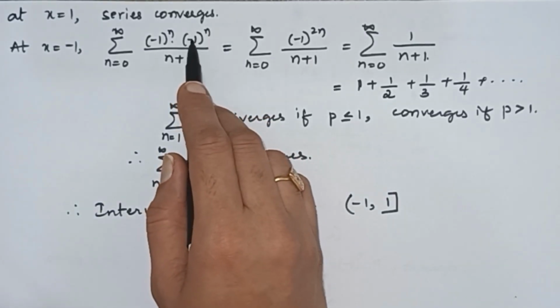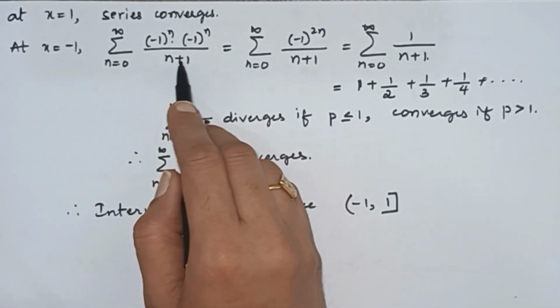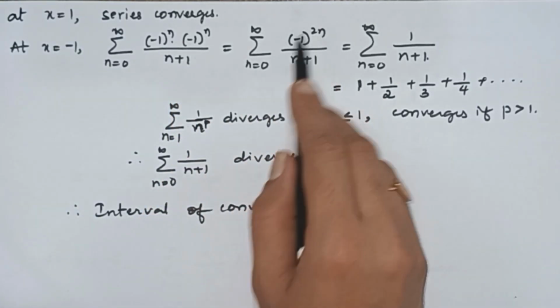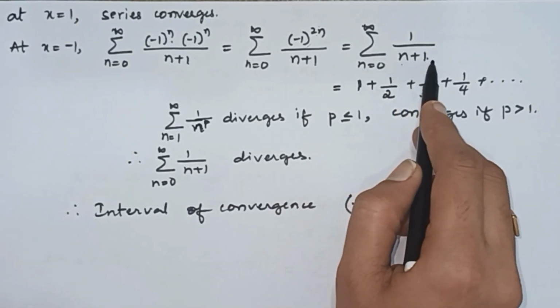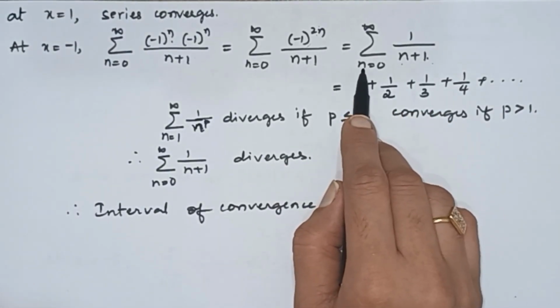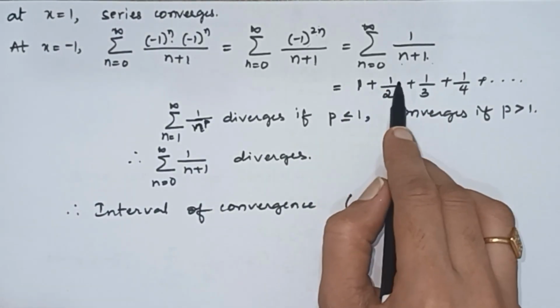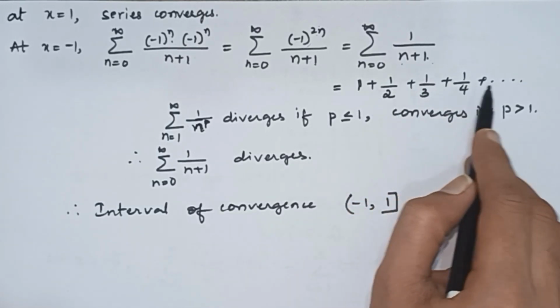So, it is x equal to minus 1, power n by n plus 1. So it is (minus 1) power 2n by n plus 1. It is even, therefore, it is 1 by n plus 1. So as n starts from 0 to infinity, this is 1 plus 1 by 2 plus 1 by 3 plus 1 by 4 and so on.